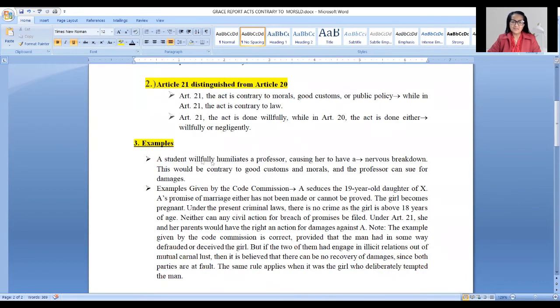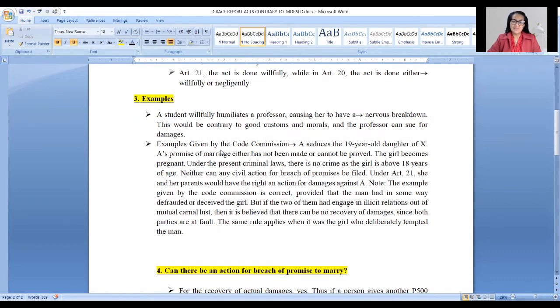Example: a student willfully humiliates a professor, causing her a nervous breakdown. This would be contrary to good customs and morals, and the professor can sue for damages. Example given by the Code Commission: A seduced the 19-year-old daughter of X. A promise of marriage either has not been made or cannot be proved. The girl becomes pregnant.